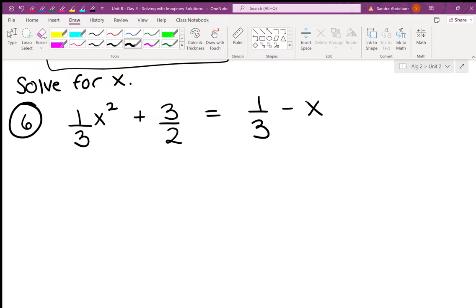Okay, first thing I'm going to ask you, is this a quadratic? Yes, since it's a quadratic, you can use the quadratic formula. Piece of advice though, don't do the quadratic with fractions. What can we do since this is an equation?